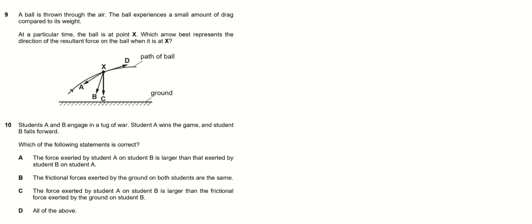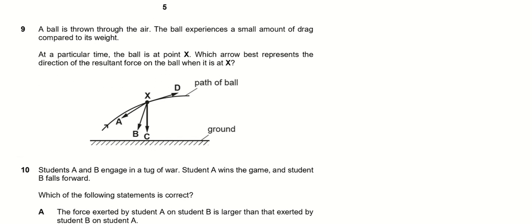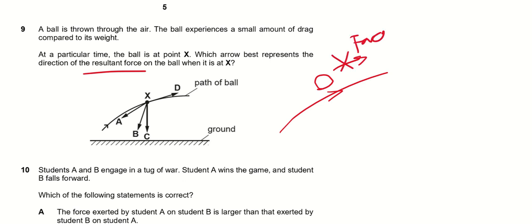Okay, 10C. A ball is thrown through the air. The ball experiences a small amount of drag compared to its weight. At a particular time, the ball is at point X. Which arrow best represents the direction of the resultant force on the ball when it is at X? So when it's thrown through the air, I expect the ball to fly this way. The ball is going to have a trajectory in this direction. Yes, but there's not going to be any force in this direction. There's no longer a force in this direction, because when you throw out the ball, your hand doesn't follow it to continuously exert a force.